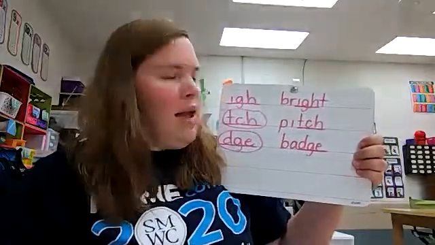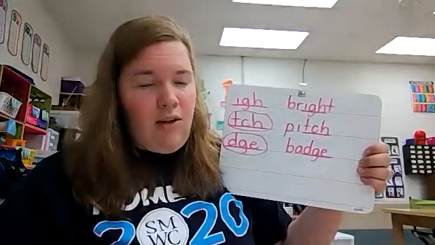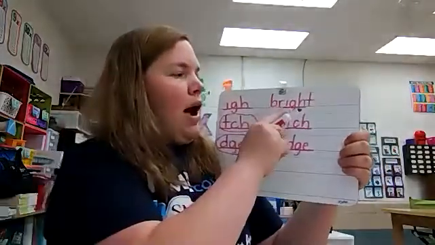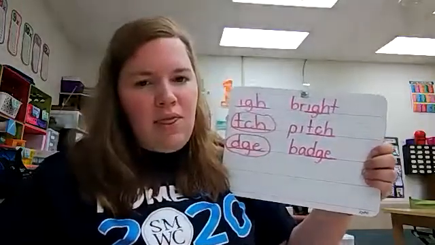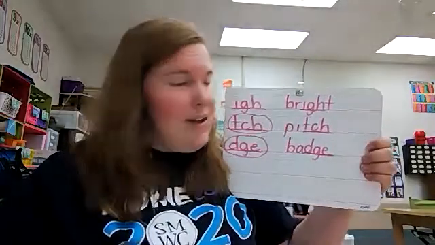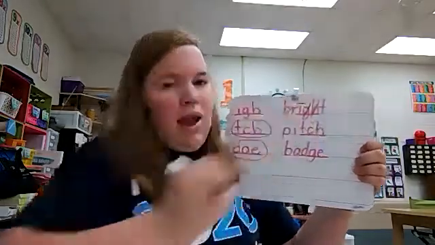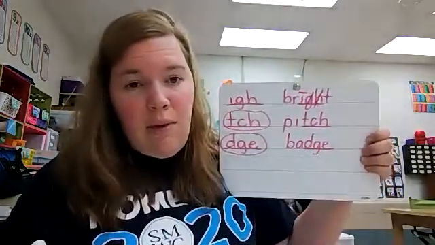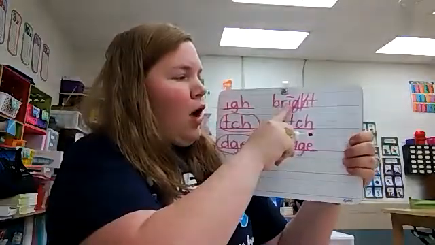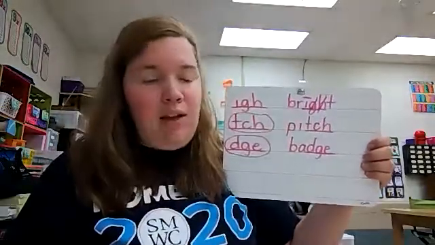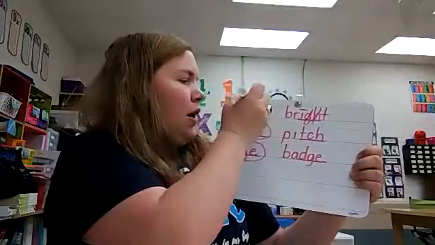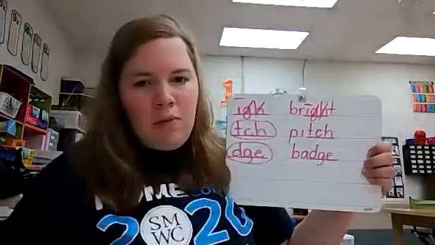Let's go through and code the rest of these trigraphs, okay? So IGH, that says I. So we need a macron above the I. The G and H are silent, so we cross them out. Bright, bright. I'm gonna go ahead and do that over here too.